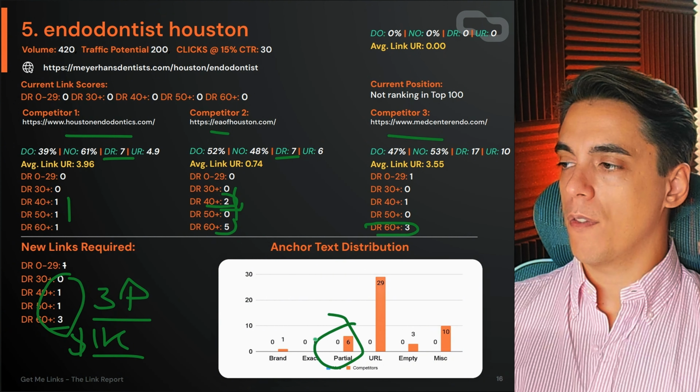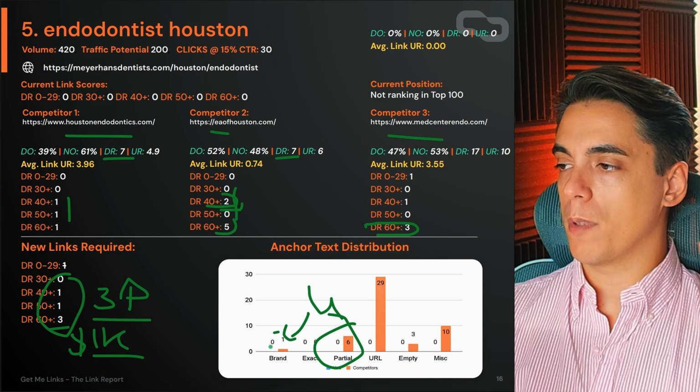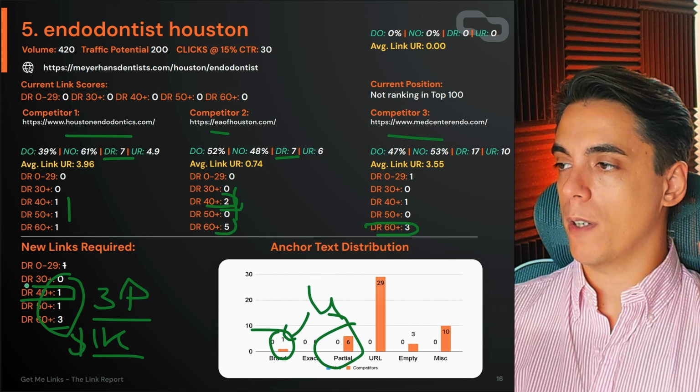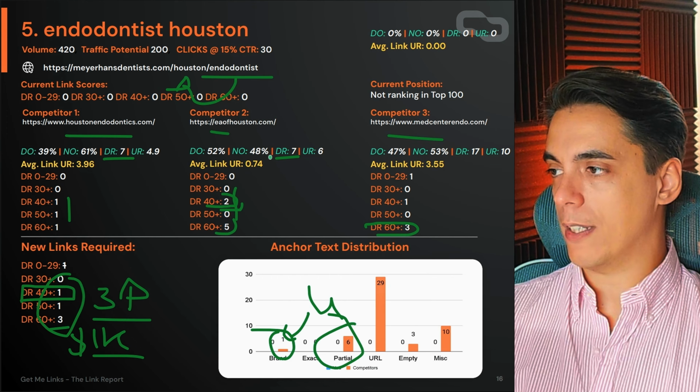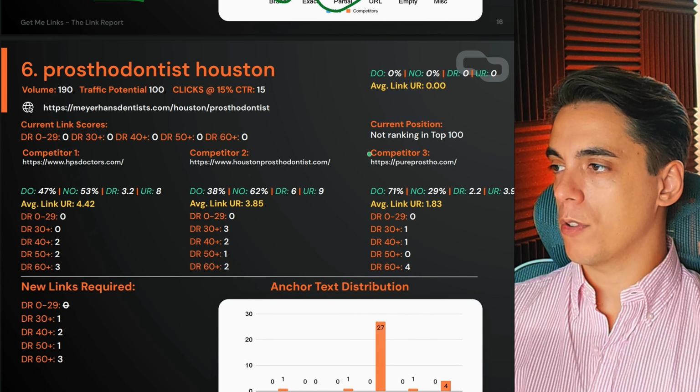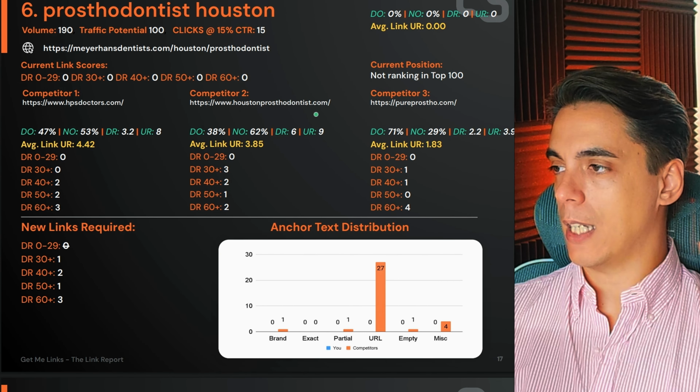Again, 4 of them will be partial match, 1 of them will be branded. The branded one will likely be the cheapest one, right? And that should be good. Again, it's going to continue to support our Houston page. Fantastic. And prosthodontist, what about these guys?